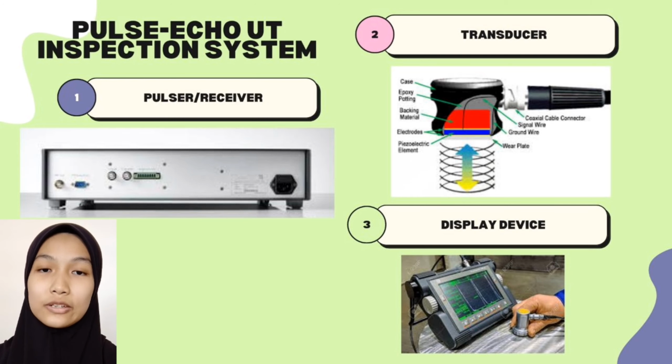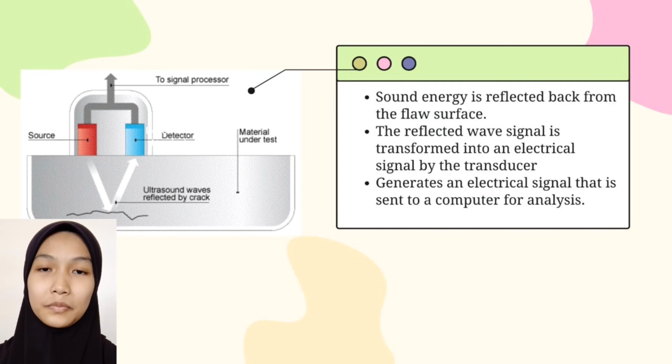A pulser or receiver is an electronic device that can produce high-voltage electrical pulses. Driven by the pulser, the transducer generates high-frequency ultrasonic energy. The sound wave travels through the material until it reaches an interface or boundary, such as the edges of the material, a crack, or a void. At this interface, a portion of the sound energy is reflected back from the flaw surface.